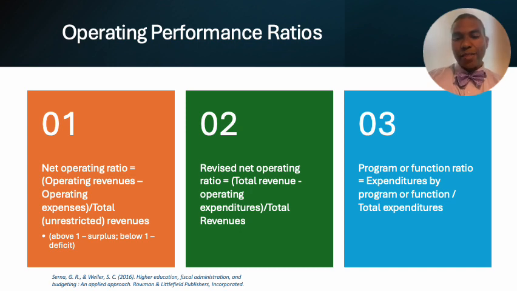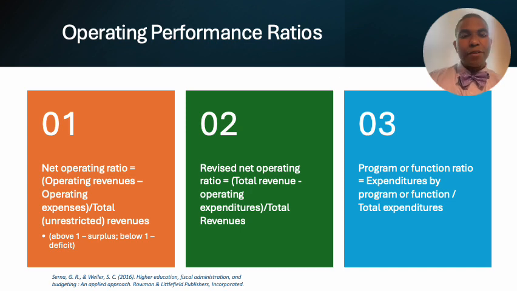So the third formula is the program or function ratio. Here we're looking at the expenditures by a specific program or functional area of the institution and dividing that by the total expenditure. That helps you see what percentage that area takes up in terms of total costs. So let's just say, based on this, you can tell that running student affairs takes up 15%. I'm throwing out a number; I'm just saying it's X% of the total expenditures. Okay, so that's what that would be able to tell you.